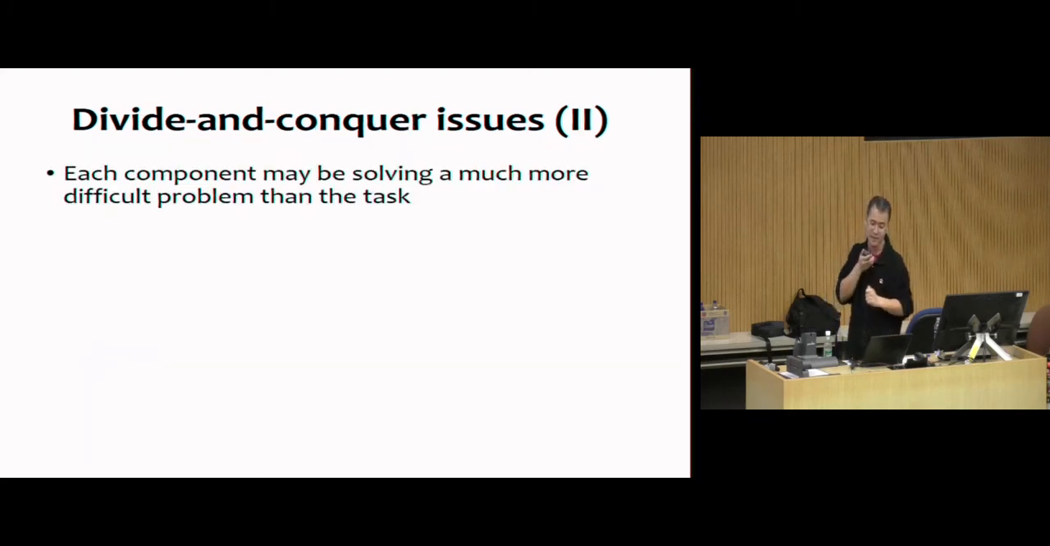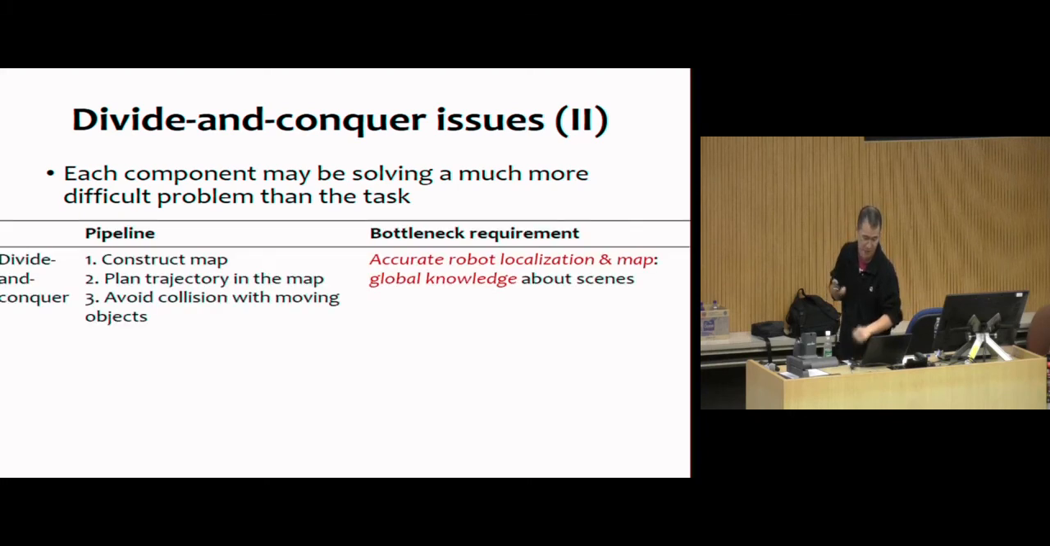So this is one limitation of divide and conquer, or the black box. The second is that if you divide the system into many components, the learning components or control components, then each component may be solving a more difficult problem than the original task itself. Here is one example: if we use the pipeline just mentioned to solve navigation in dense crowds.